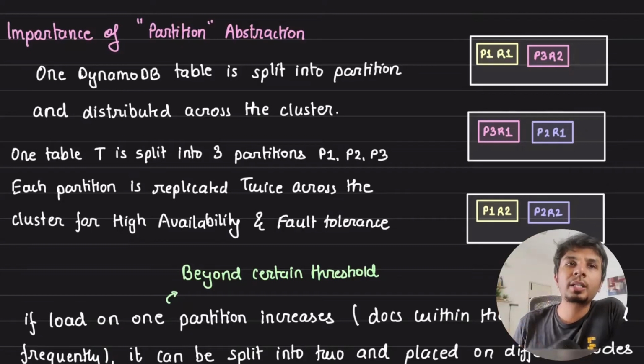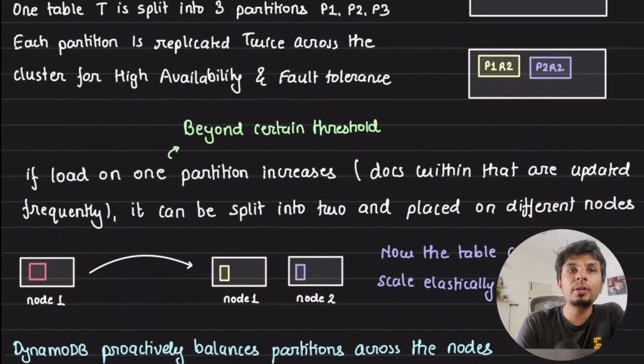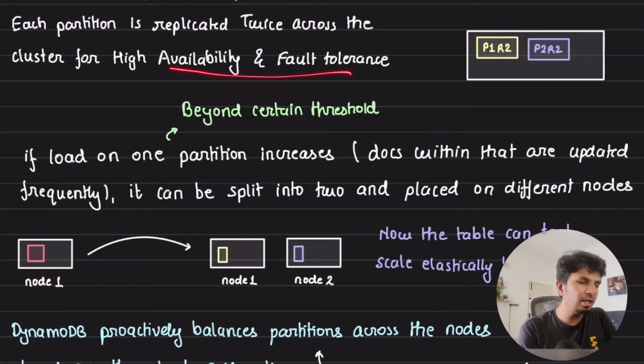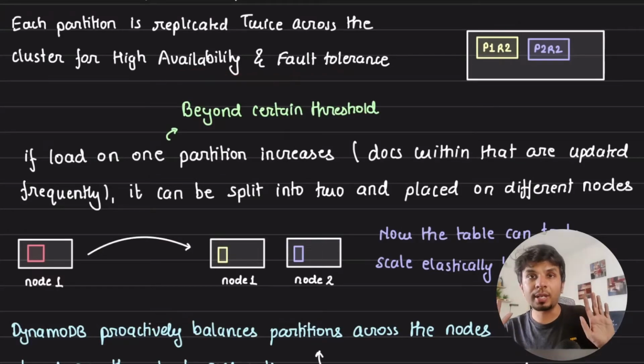Like, what advantage would you get with this? So you get the advantage of high availability and fault tolerance. We all agree to that, right? Because you have multiple copies, even if one of the nodes goes down, you are able to serve it from another. But beyond this, what else?